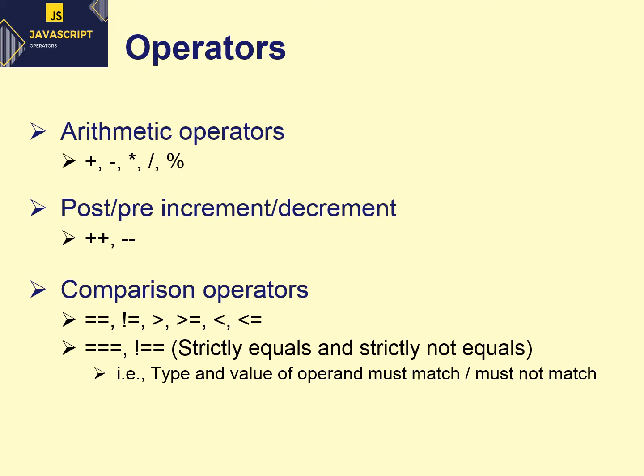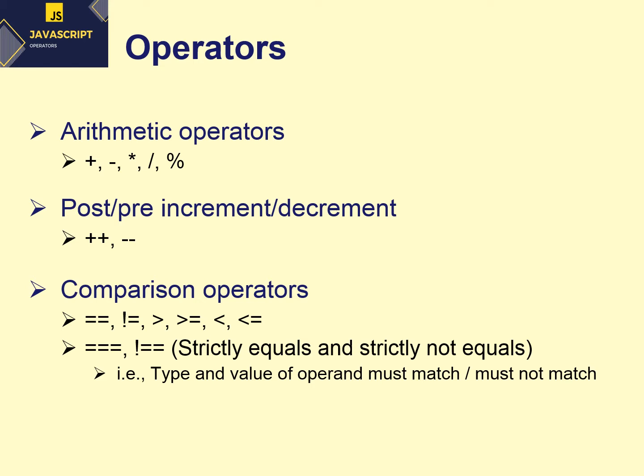The different operators that are available in JavaScript are arithmetic operators, post or pre-increment as well as decrement operators, and comparison operators. Now we can see what are the arithmetic operators that are available in JavaScript. Plus operator, which is used for doing addition operation. Minus operator, which is used for subtraction operation. Star, it's used for doing multiplication. Slash, which is used for doing division. Then mod operation, which is used to find out the remainder.